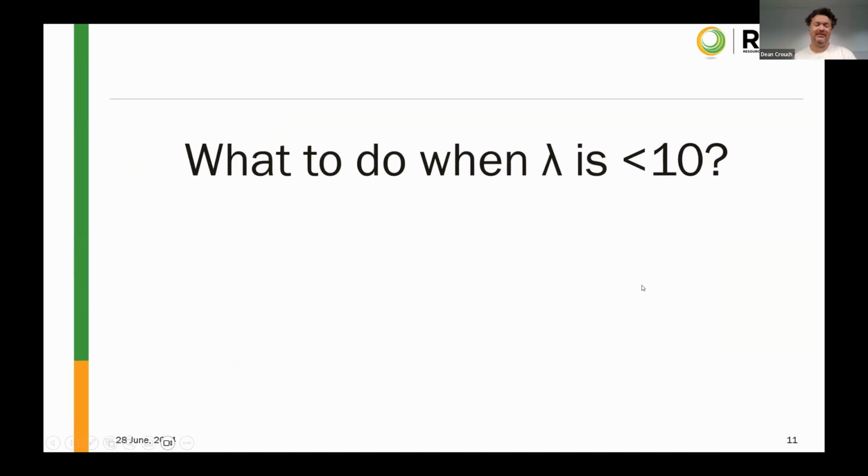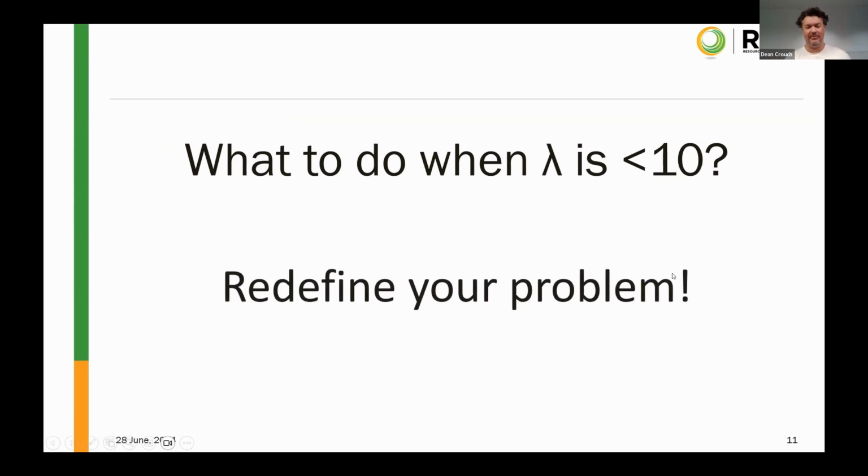So what do you do when that lambda is less than 10? So we've got some assumptions. If it's bigger than 10, we know that it has a particular shape. Great. Less than 10, it starts to look a little wonky. What can we do? You redefine your problem.